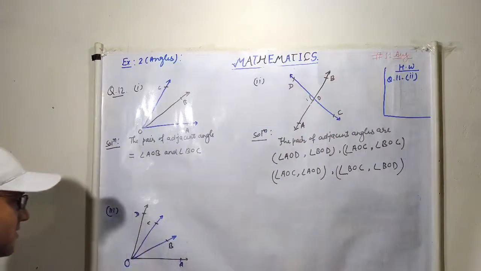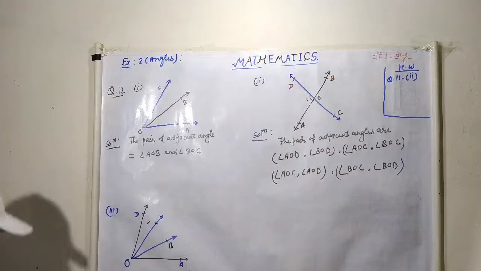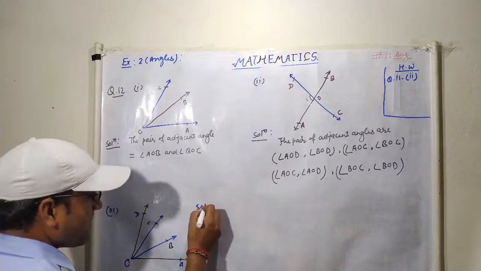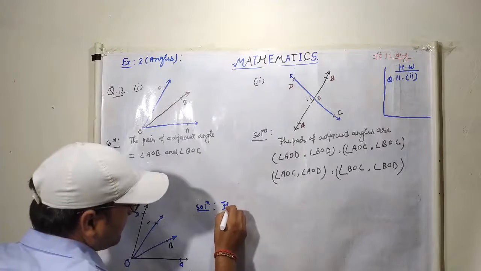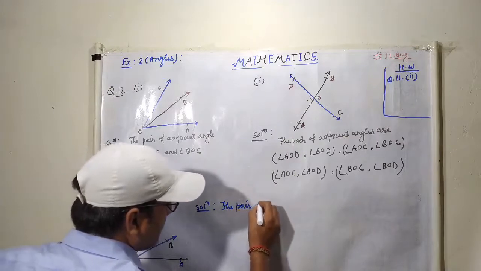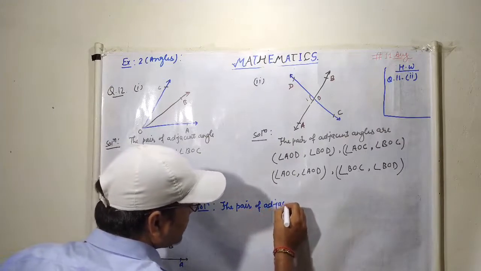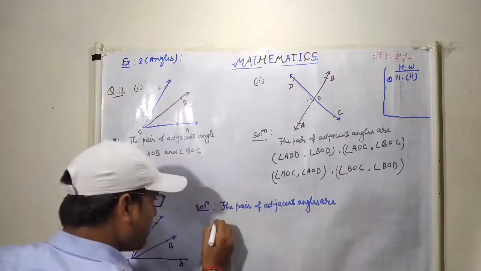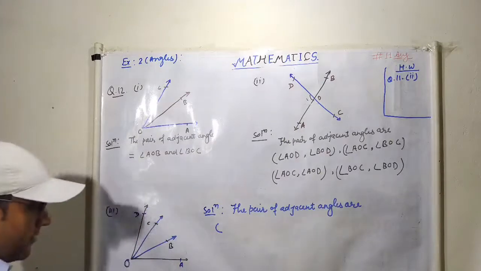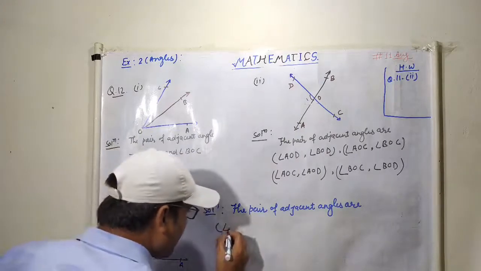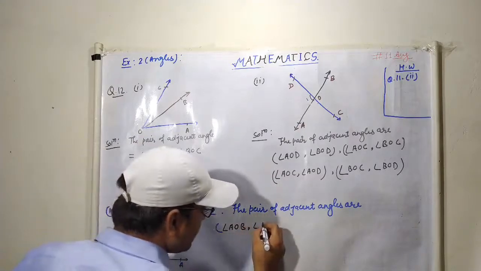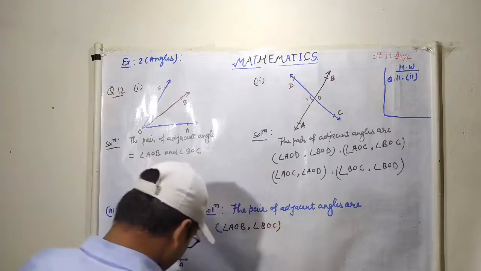Okay students, now the same applies to question number 3. In this question number 3, the pairs of adjacent angles are asked. Now the solution for question number 3. The pairs of adjacent angles are: first one, you will start from point A, angle AOB and angle BOC. This is your first pair. Now the second pair.